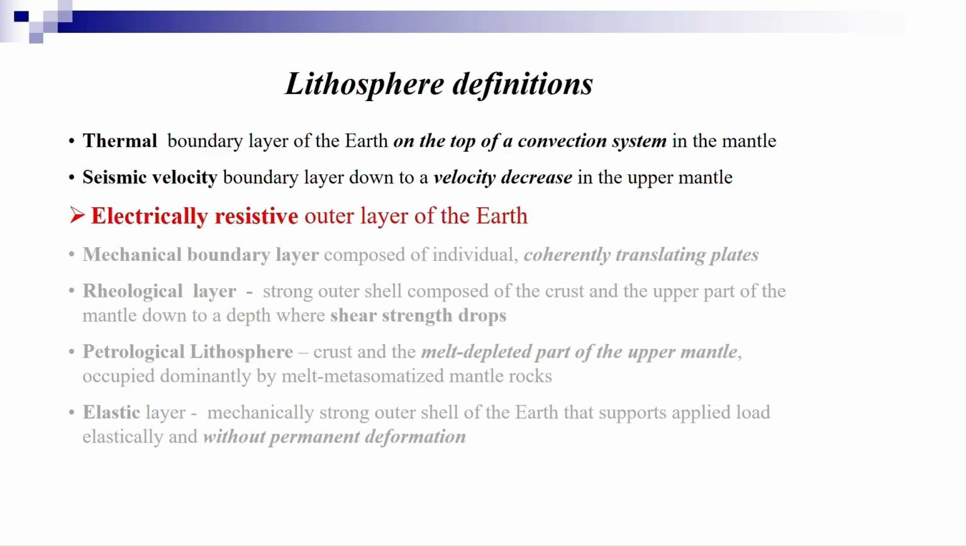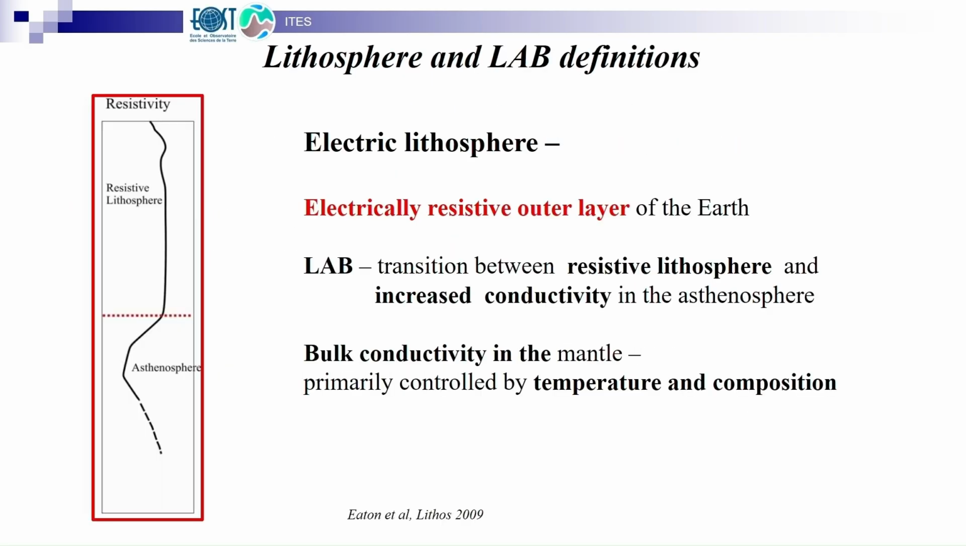The next definition describes the lithosphere as the electrically resistive outer layer of the Earth. Then the LAB marks the transition zone between resistive lithosphere and increased conductivity in the asthenosphere. One should keep in mind that bulk conductivity in the mantle is primarily controlled by temperature and composition.